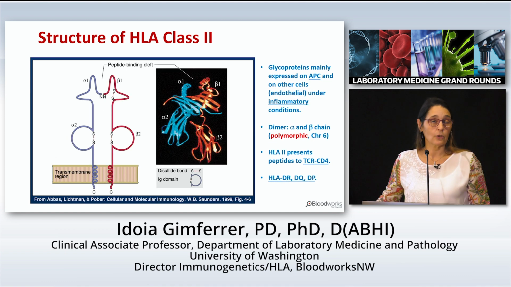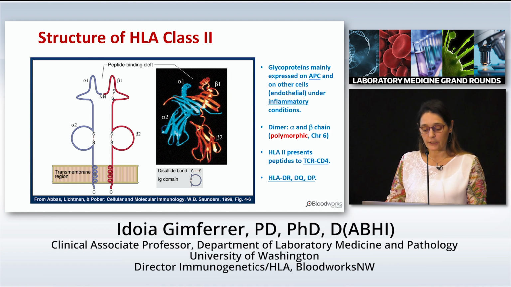HLA Class II is also a dimer, alpha and beta, and it has a much more restricted expression. It's only expressed in antigen-presenting cells, and under inflammation it's also expressed in other cells. Endothelial cells are one of them, and this is important for transplantation since they are the target of the antibodies.